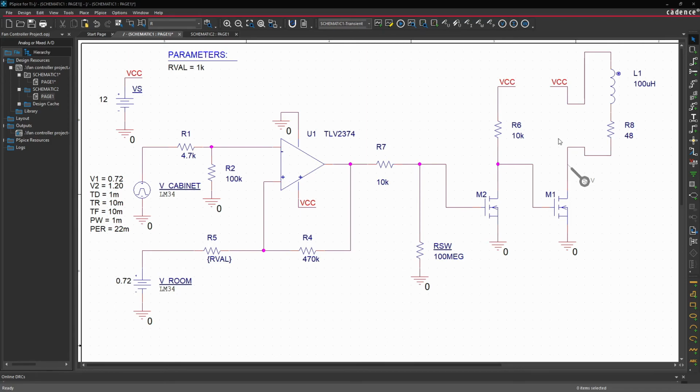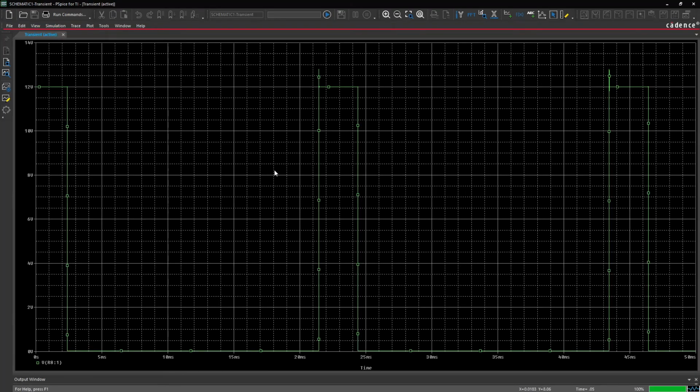It's possible that the fan that you're using has built-in protection already, but to be safe, I'm just going to add in a freewheeling diode. Running the same simulation, we can see that the voltage across that MOSFET never goes above 12 volts plus one diode drop, and that's because the diode is clamping the voltage.